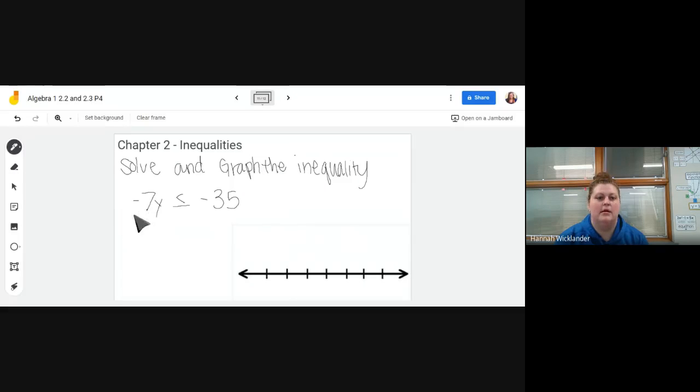Last example, -7. I'm going to divide both sides by -7 to get y by itself. 35 divided by 7 gives me 5. It's positive because they're both negative. Now I'm going to flip. And it'll become y is greater than or equal to 5.